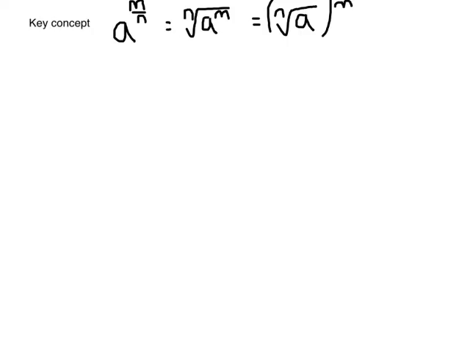Go ahead and note this key concept. We have talked about this in class before, and this is going from exponential form to radical form. And notice the denominator and the numerator happen alphabetically. And I don't mean the M and the N. I mean denominator comes first, numerator comes second in both of these forms. Denominator, numerator.